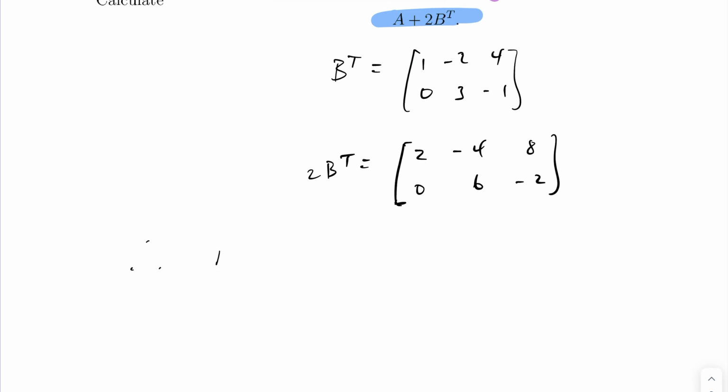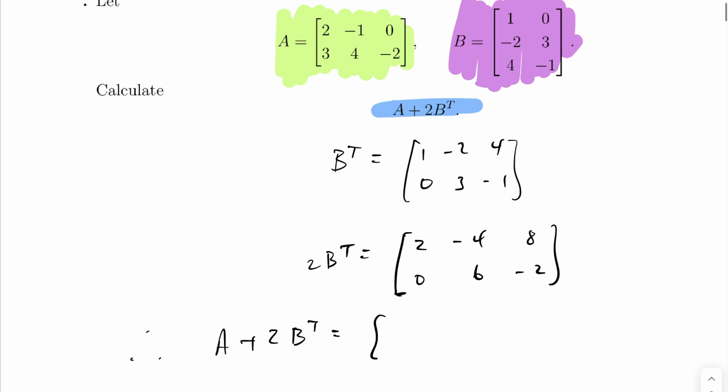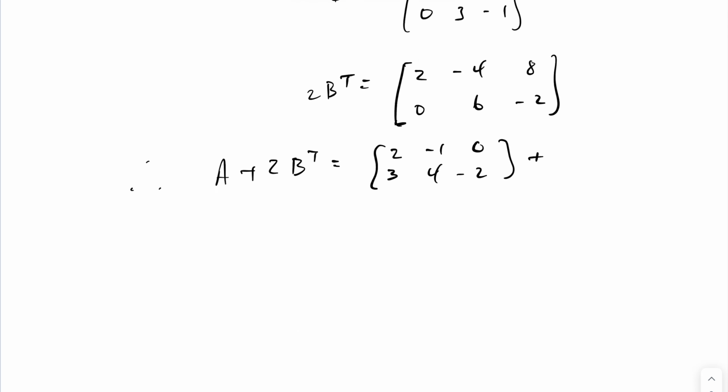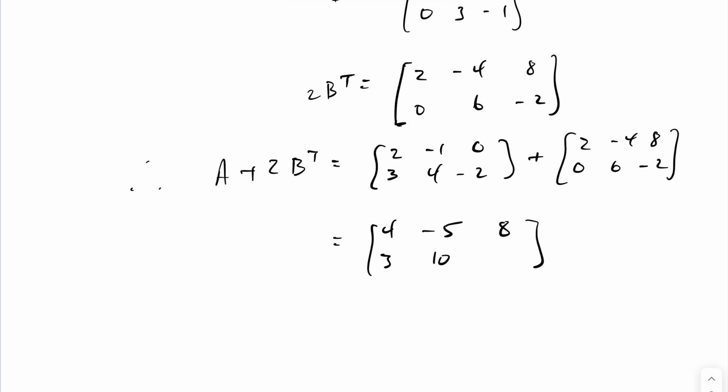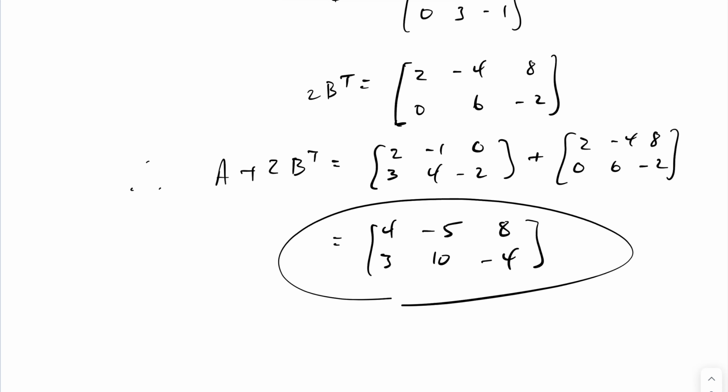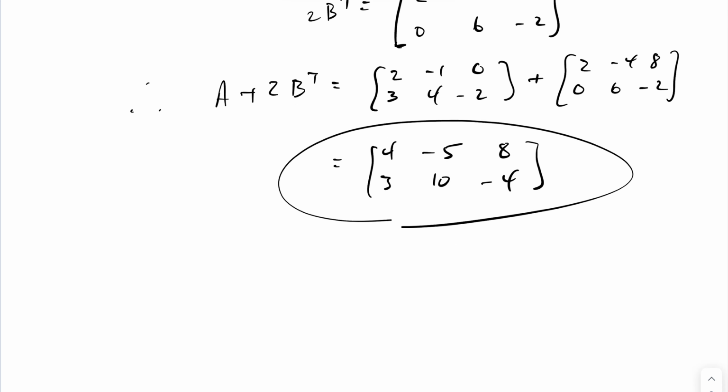Therefore, then I'm going to go ahead and calculate A plus 2B transpose, which is going to be matrix A, which is 2, negative 1, 0, 3, 4, minus 2. And then we're going to add this matrix 2B transpose, which is 2, negative 4, and 8, 0, 6, and negative 2. So adding these together, we get 4, negative 5, and 8, 3, 10, and negative 4. So I end up getting here that matrix A plus 2B transpose is as follows. All right, let's take a look at another question.